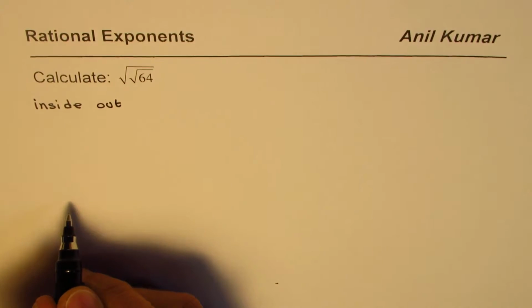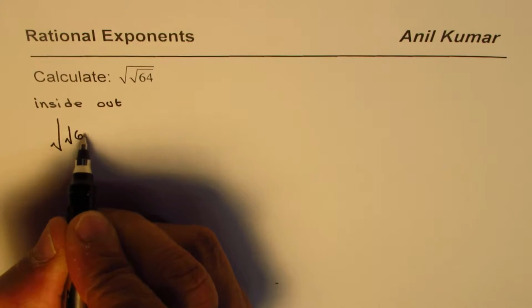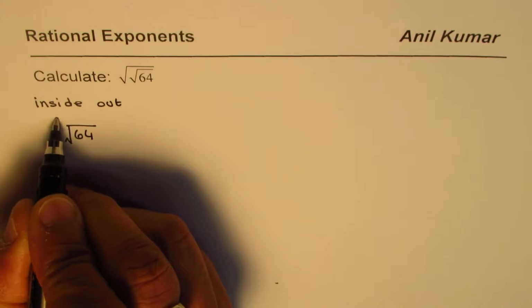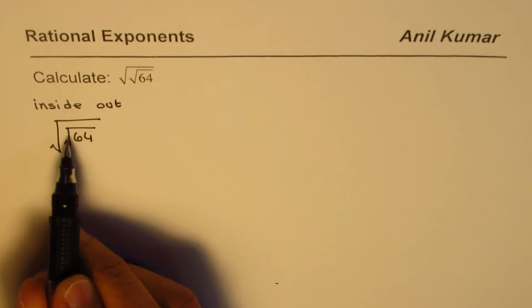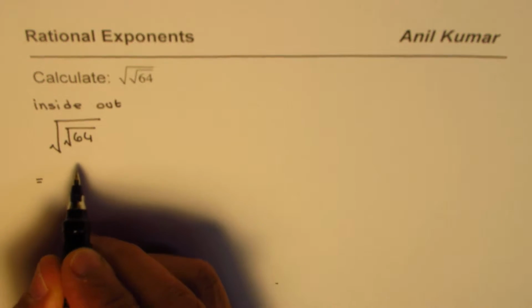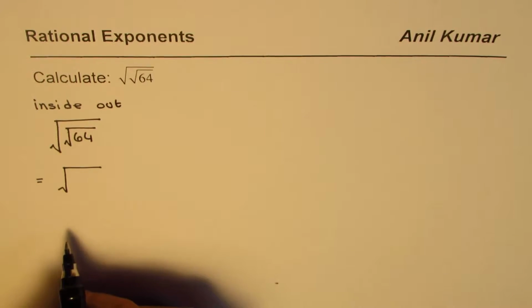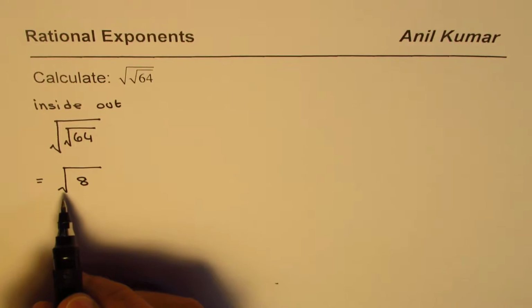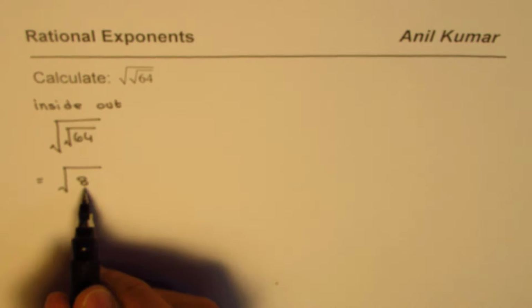Let us see how it works. We have the square root of the square root of 64, right? This is what we need to calculate. So let us find the square root of the inside square root. We'll keep the outside square root as such. So we could write this as the square root of, what is the square root of 64? It is 8, right? So now we have to find the square root of 8. That is the kind of operation which we should be doing.